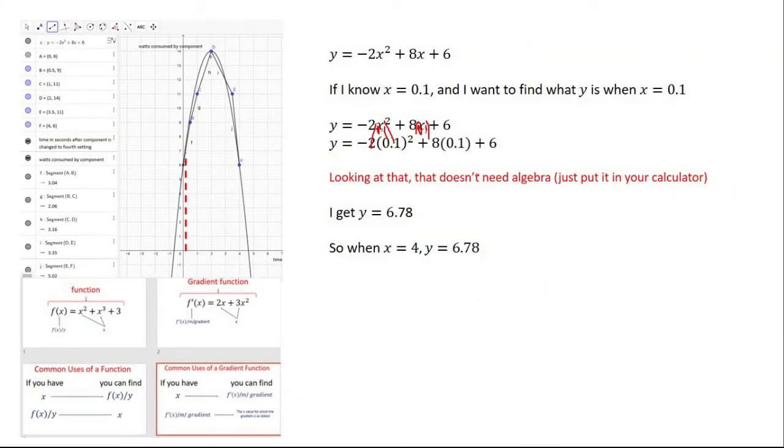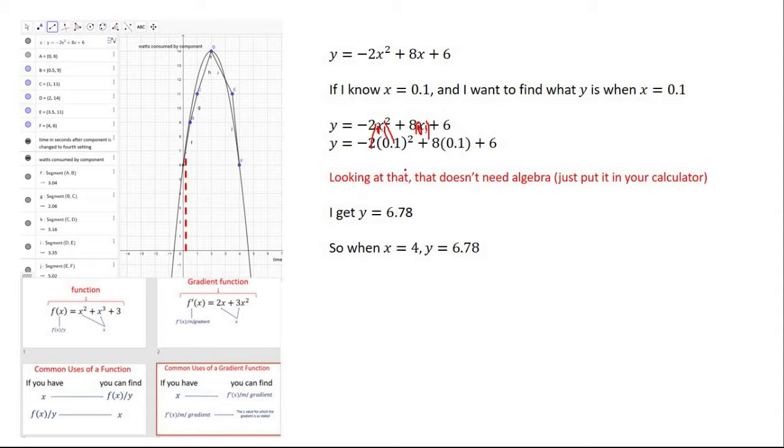that is one of the huge advantages of modeling. I mean, this is so cool. X equals 0.1 and the watts consumed is 6.78. I have a very detailed, what you can say, very accurate answer. Like, the degree of accuracy is much more than if I just read it off the graph.